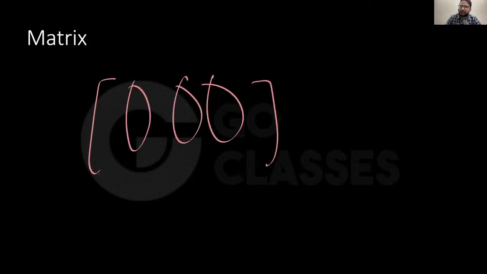So what is a matrix? A matrix is just, you can say, you have put a set of vectors together here, and this is called a matrix, right? So a couple of vectors put together is basically forming a matrix like that.